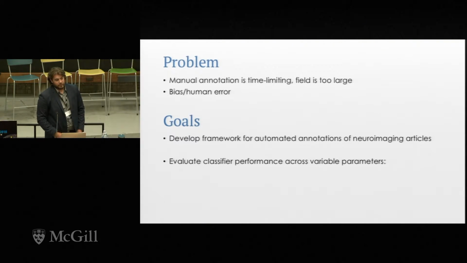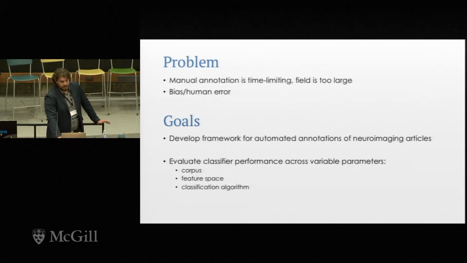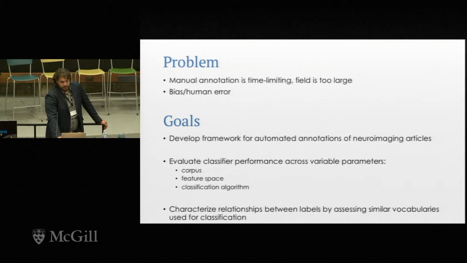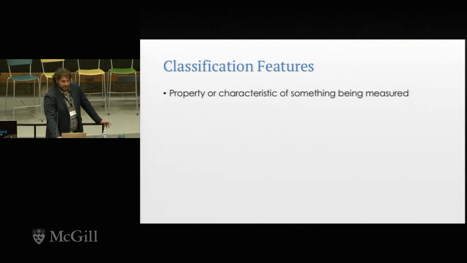To do that, we wanted to evaluate classifier performance by varying multiple parameters. The 3 parameters that we were going to vary are corpus, feature space, and the classification algorithm, and I'll talk about that in just a few minutes. And then finally, once we developed our classifiers, we wanted to characterize the relationships between CogPo labels to assess similar vocabularies used for classification.